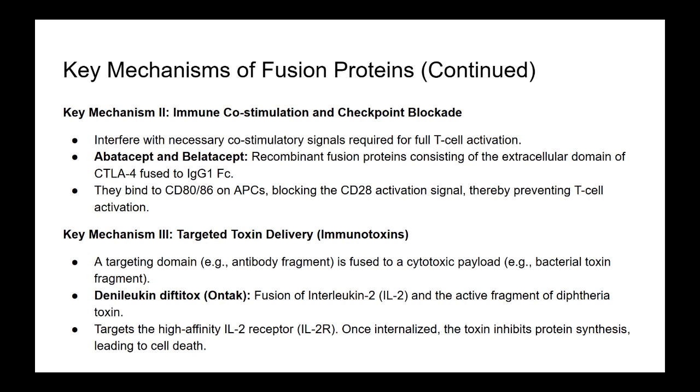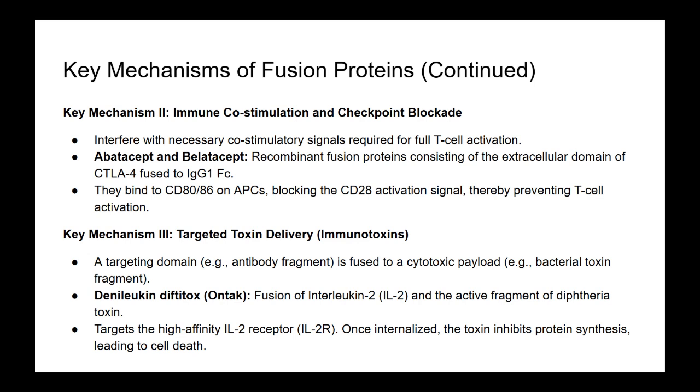Clinical examples. Abatacept and belatacept are recombinant fusion proteins. They consist of the extracellular domain of cytotoxic T lymphocyte-associated antigen 4, fused to the Fc domains of human immunoglobulin G1. These proteins work by binding to CD80 and CD86 molecules on dendritic cells. This binding prevents the activation of T cells by blocking the activating signal usually provided by CD28. As a result, these medications are useful in treating rheumatoid arthritis and in preventing the rejection of kidney transplants.